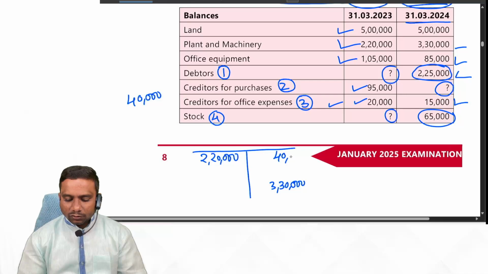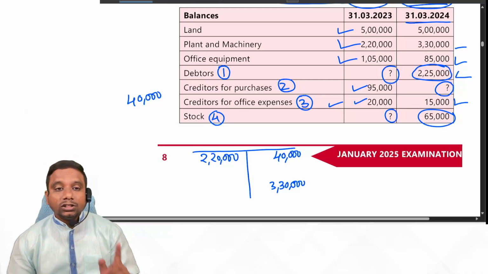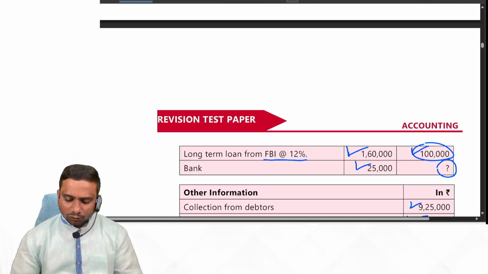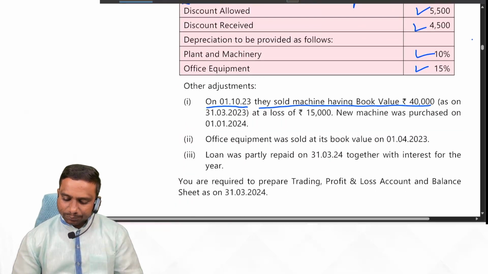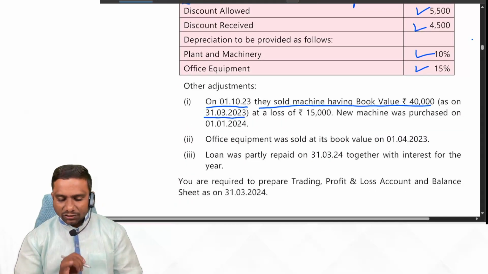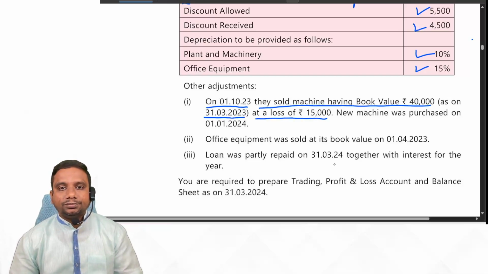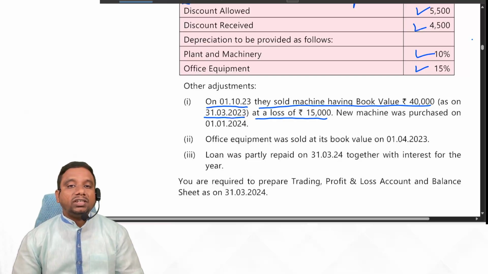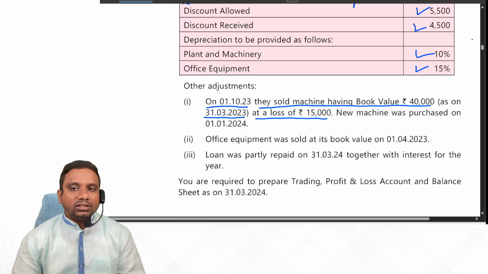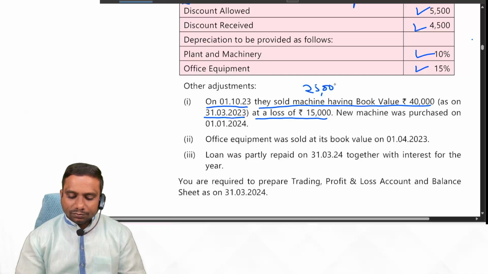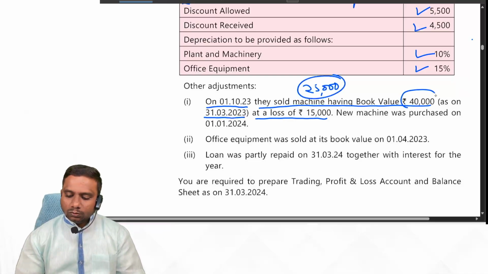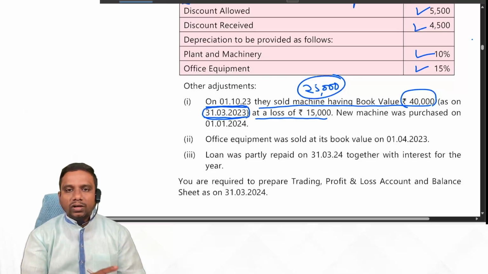So 40,000 worth of machine was sold. Cost of machine sold is 40,000. For how much? At a loss of 15,000. How much amount do we receive? 25,000. 40,000 is the book value. As on what date? On 1st October 2023, they sold the machine having book value 40,000, as on 31st March 2023, on this date we have the book value.